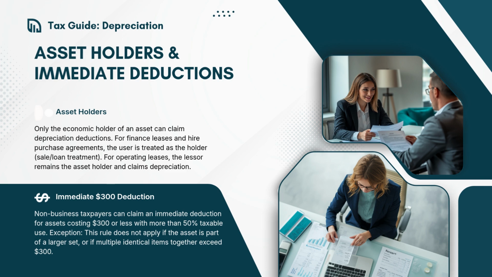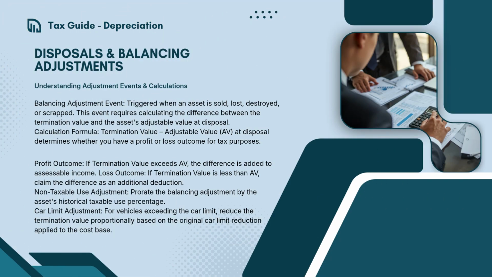A massive concession for non-business taxpayers is the immediate $300 deduction. If an asset costs $300 or less, and is used more than 50% for work, the entire taxable portion is claimed up front. However, be wary of the set and multiples rules. You cannot buy 10 identical $80 fire extinguishers and claim them all immediately because the multiple total exceeds $300. Similarly, a set of encyclopedias costing $65 each but forming a set over $300 must be depreciated over time.